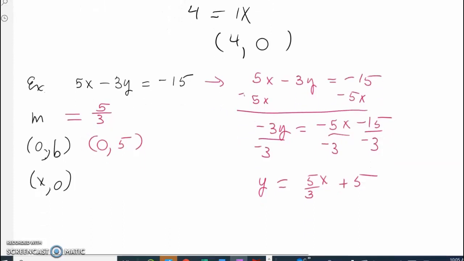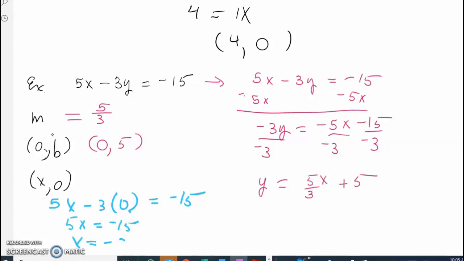And to find the x-intercept, I'm going to go back and use the original problem. So it's 5x minus 3 times y, which is 0, equals negative 15. 5x equals negative 15. x equals negative 3. That tells me that when y is 0, x is negative 3.